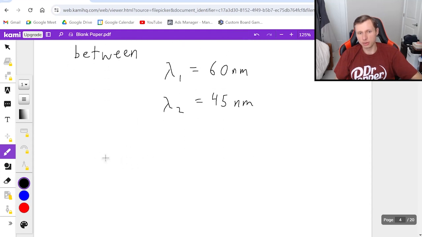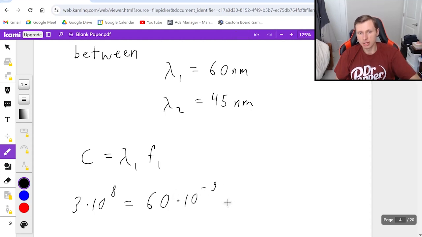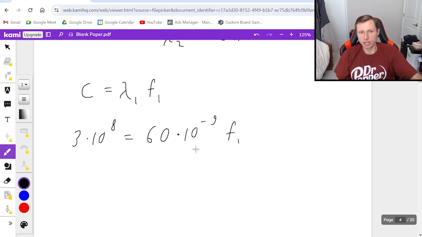Okay, so here's what I do. First, c equals lambda 1 times f1. I'm going to solve for my first frequency. That means 3 times 10 to the 8th equals lambda 1, 60 nanometers, which is times 10 to the minus 9th, times frequency 1. So then I just divide both sides by 60 times 10 to the minus 9th. And that'll get me 5 times 10 to the 15th hertz, which is a pretty big frequency, I will admit.